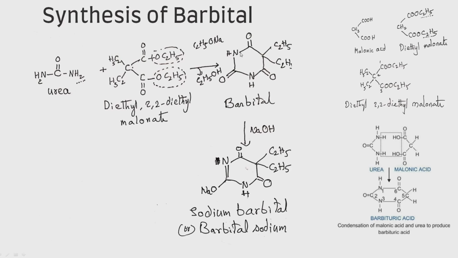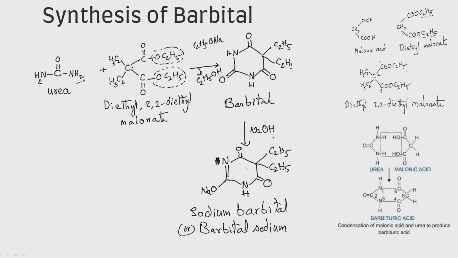this carbon forms a bond with the nitrogen. Here also this carbon forms a bond with this nitrogen. Here this is a bond. Here a cyclization reaction takes place, giving the cyclic barbituric acid derivative of diethyl structure. This is barbital.